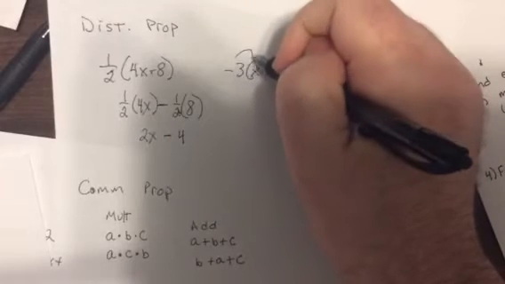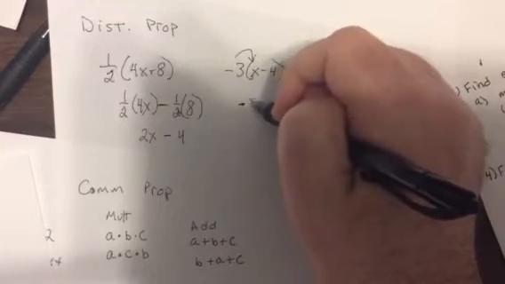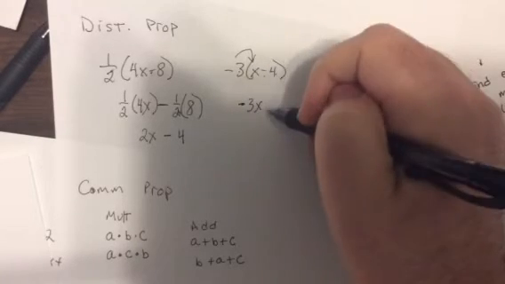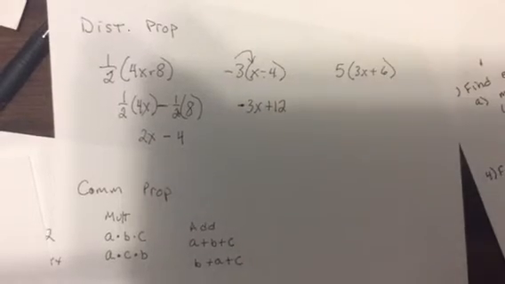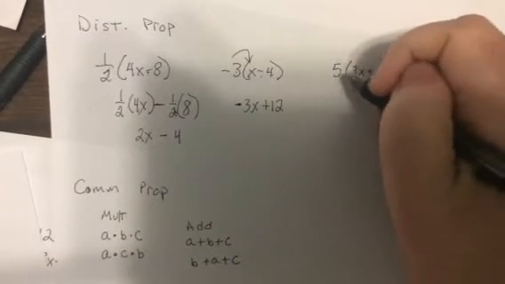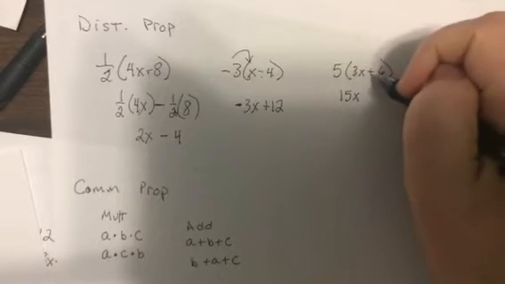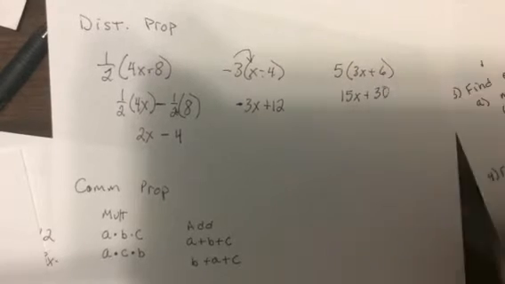Then distribute the -3. So the -3 times x is -3x. And -3 times a -4 would be +12. Two negatives make a positive. Then 5 times 3 is 15x. Positive is plus. 5 times 6 is 30.